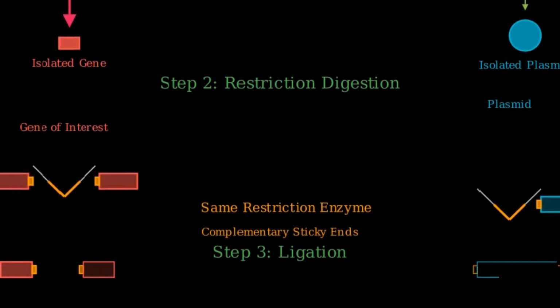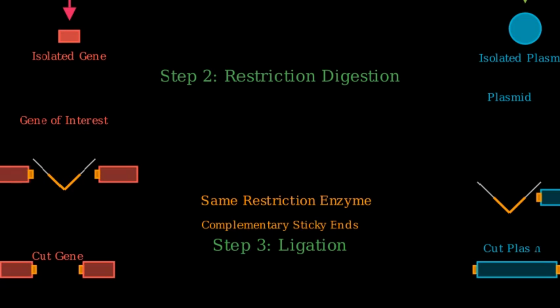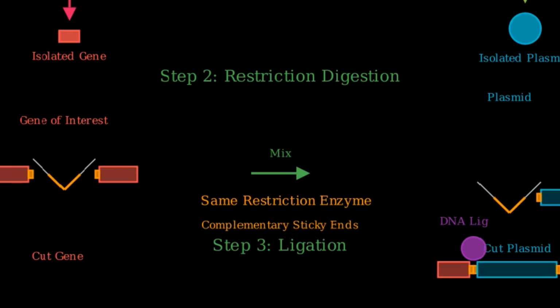Step 3. Ligation, joining the DNA fragments. The cut gene of interest and the cut plasmids are mixed together. The complementary sticky ends pair up through hydrogen bonds. DNA ligase is added to the mixture. It seals the gaps by forming phosphodiester bonds, creating a stable recombinant DNA molecule.